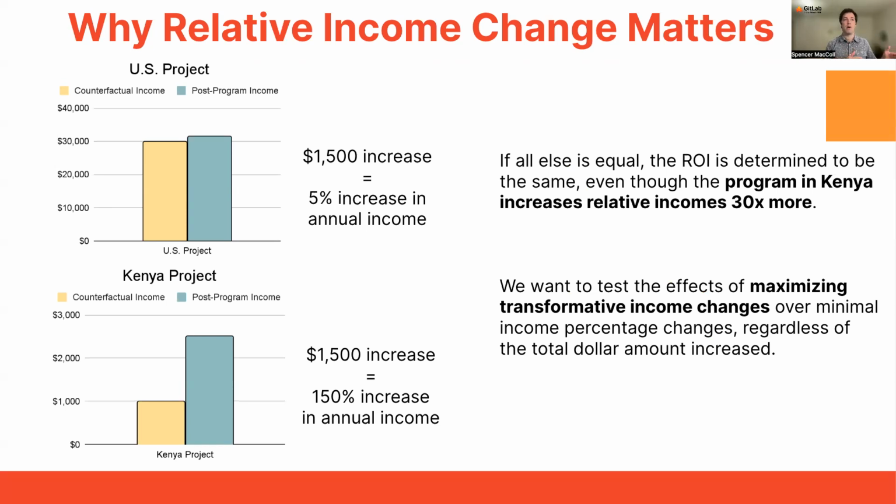So while the absolute model equates these two programs as being the same in terms of the absolute ROI, the relative ROI model will show that the Kenyan program is about 30 times more effective because it can increase relative incomes 30 times more per dollar that the foundation is spending. So we really want to test whether we can maximize transformative income changes over kind of minimal income changes, depending on the dollars that we're spending with the foundation.